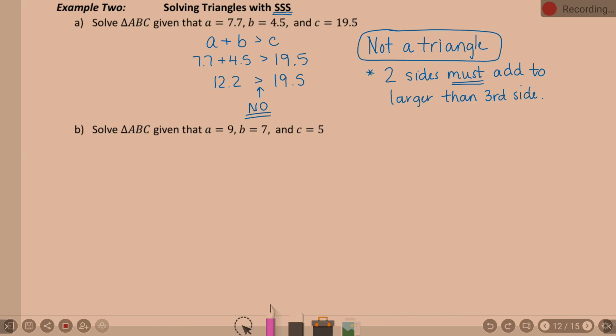So in this case, the two smaller sides, 5 plus 7, does that add to be greater than 9? It does, unfortunately. And again, it's not that you have to write that check down. I'm just trying to give you a reminder that we need to check that. You know it's unlikely that the book would give you two in a row like that, but you need to check.